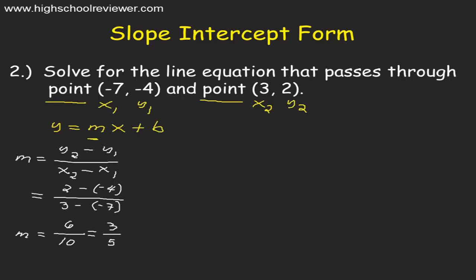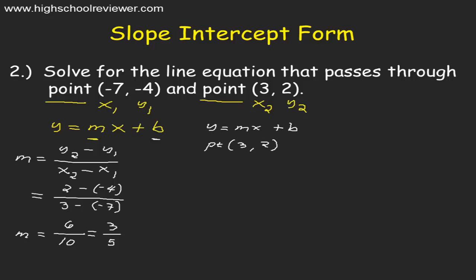We will then find for the intercept, or b. So we will use the equation y is equal to mx plus b. We need to use either point 1 or point 2 for the values of our y and x. Let us use point 2. So our point 2 here will be 3 and 2.